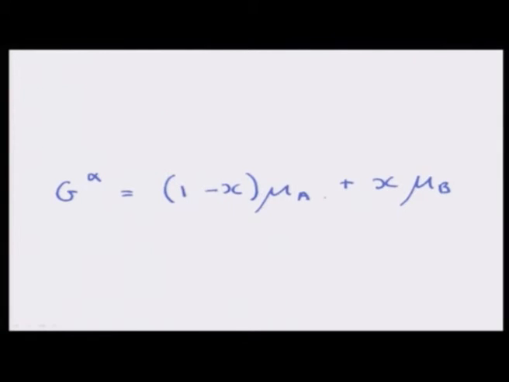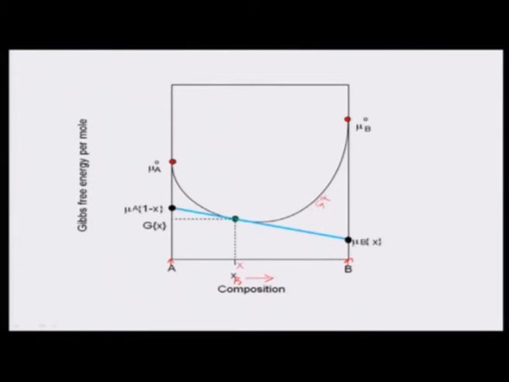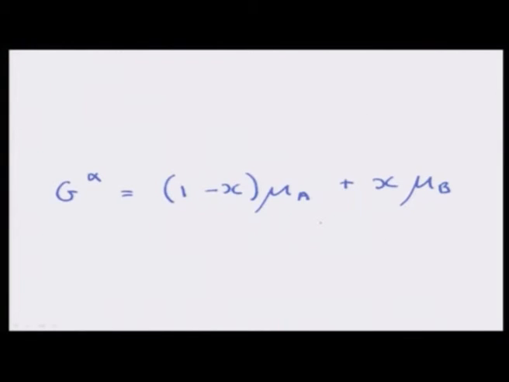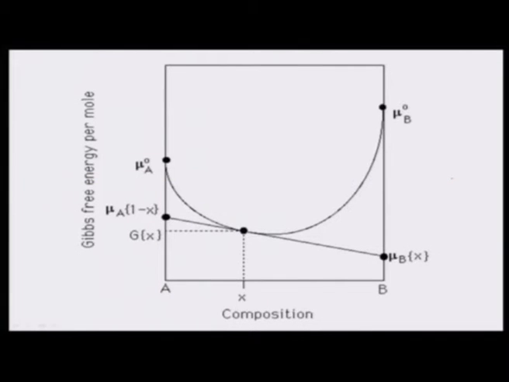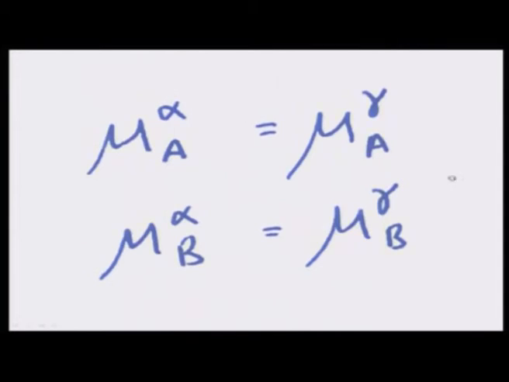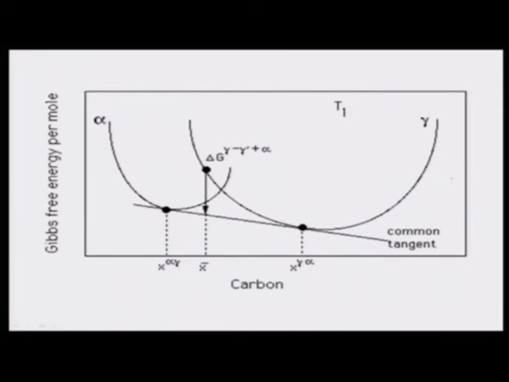Now this is the equation I already showed in the last class, this is basically the equation of a straight line. This straight line has equation given by G alpha is equal to 1 minus x mu A plus x mu B. Obviously this is all alpha phase, a single phase, that is why you don't write the superscript. Now if I consider multiple phases, what will happen? This one I have discussed with you, right? Let us apply that.